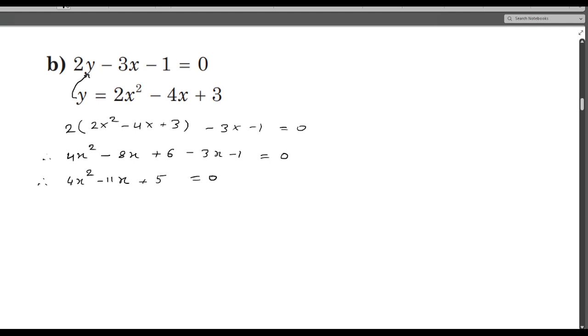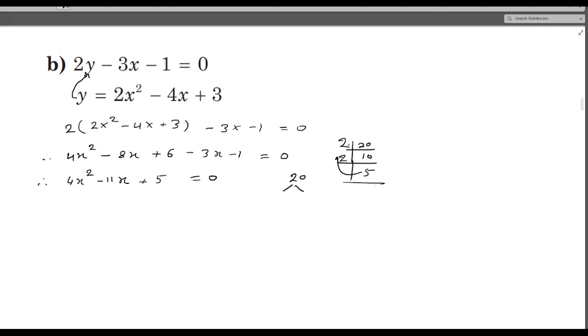Now 4 times 5 is 20. Let us see if I can factorize this 20 in two parts whose addition is minus 11. Let us find the factors of 20. So it is 2 times 10, then 2 times 5. If I take 10 as one factor and 2 as the other factor, it won't help me. So 10 plus 2 gives me 12. If I take 2 times 2, 4 and 5 as the other factor, that is also not helping me. So that means this factorization method is not working here.